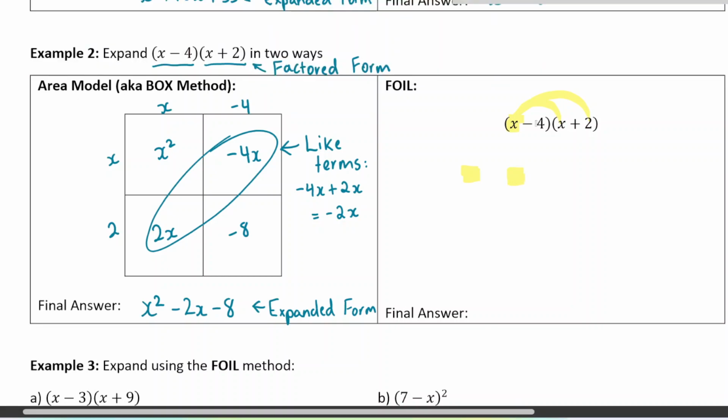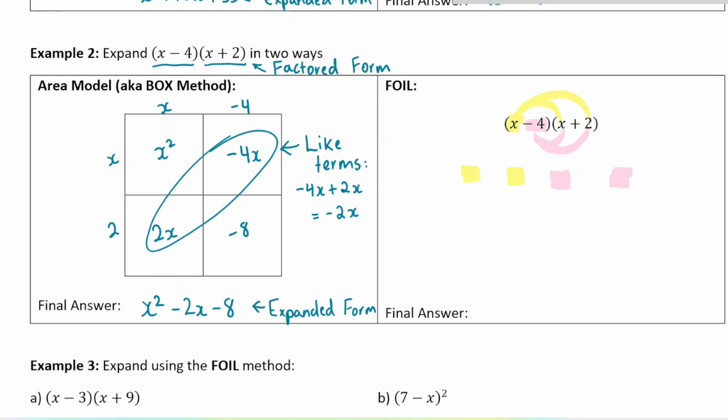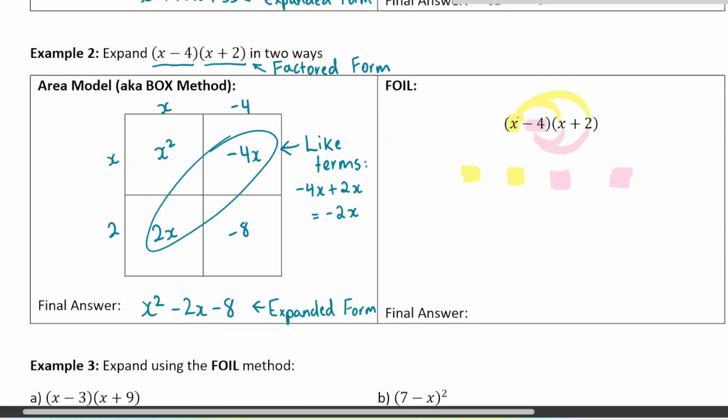And then we're going to take this negative 4, and it's going to get multiplied with both terms in the second bracket, and we're going to get 2 results. Okay, so let's look at the yellow ones first. X times x is x squared. X times 2 is 2x. Negative 4 times x, now we're doing the pinks. Negative 4 times x is negative 4x. And negative 4 times 2 is negative 8.